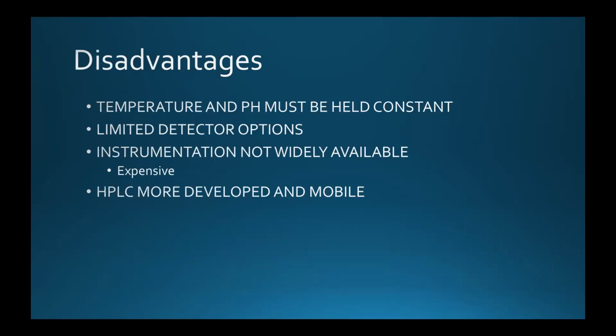So some disadvantages: the temperature and pH are essential to the system. They must be held constant, and that can create some issues, and it requires some more instrumentation. Some CE methods have a temperature control gauge, but it's, again, not as prone to overheating from the supply because of the capillary design. There are limited detector options, and instrumentation is not widely available, again, because it's such a new technique. It hasn't been developed as much as the others. And for that reason as well, it isn't as mobile.